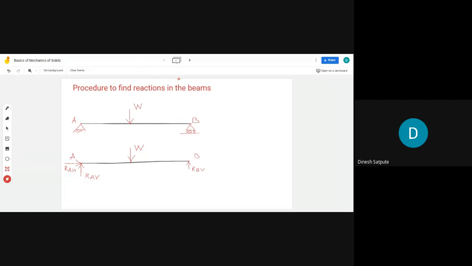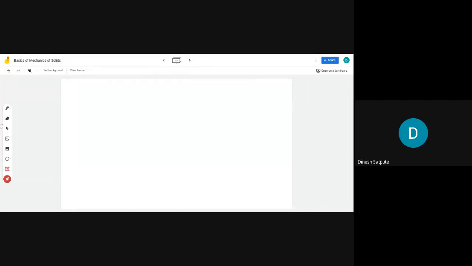Okay. Now listen. How to do calculations of reaction, that I am going to tell you now. Though it looks like a very simple thing, I know most of you won't be able to do it in a proper manner and with good accuracy. So listen. Now I am going to give you one example, one numerical. So example 1.